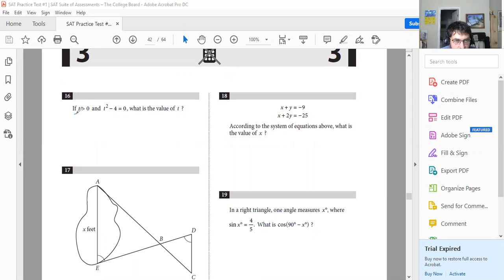So we have t is greater than 0, t squared minus 4 equals 0. What is the value of t? On SAT problems, you're never going to have a negative answer here anyway because that's not an option. So if we factor this t plus 2, t minus 2 equals 0, t equals negative 2, t equals positive 2. We had t is greater than 0, but you can't have a negative anyway on these fill in the blanks, so we have t equals 2.